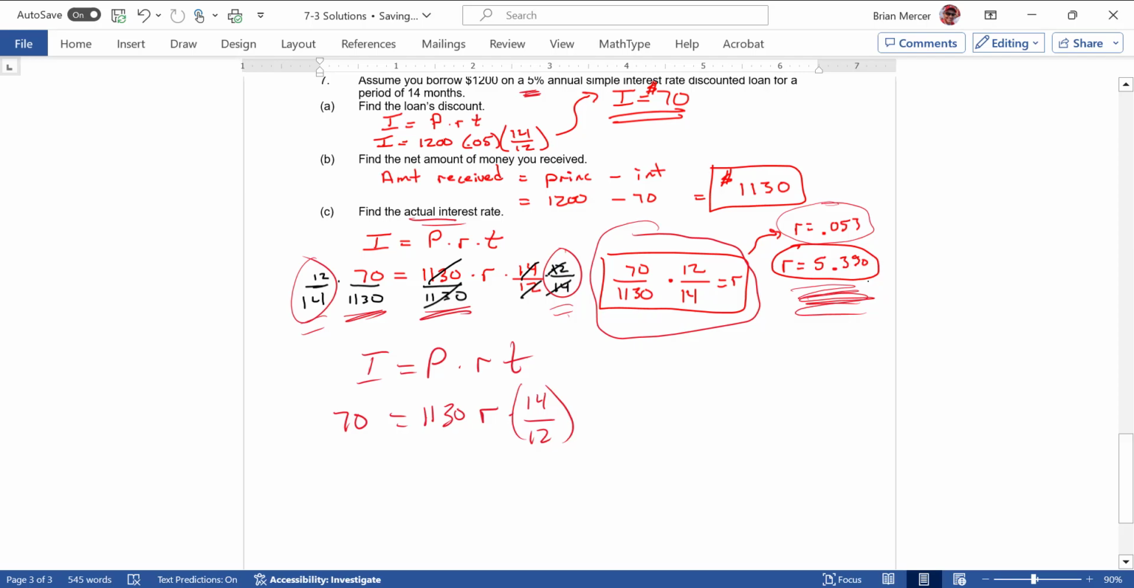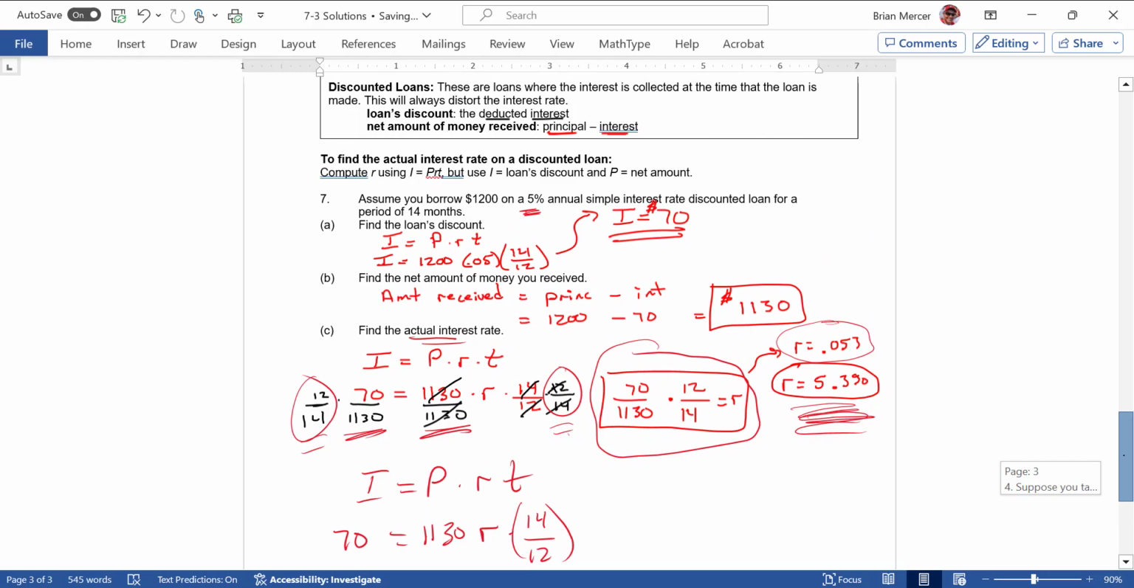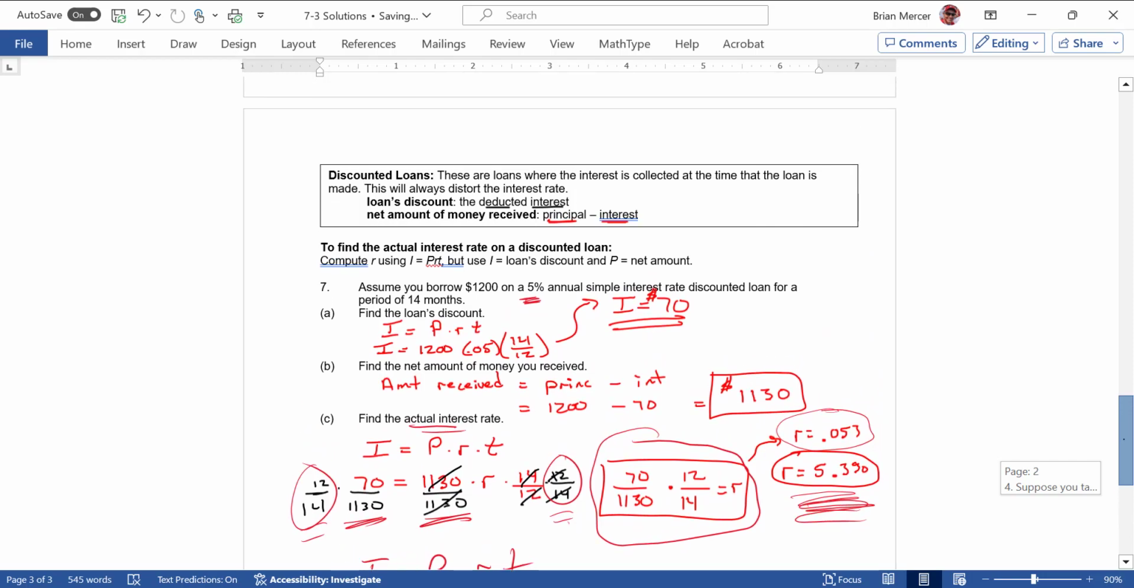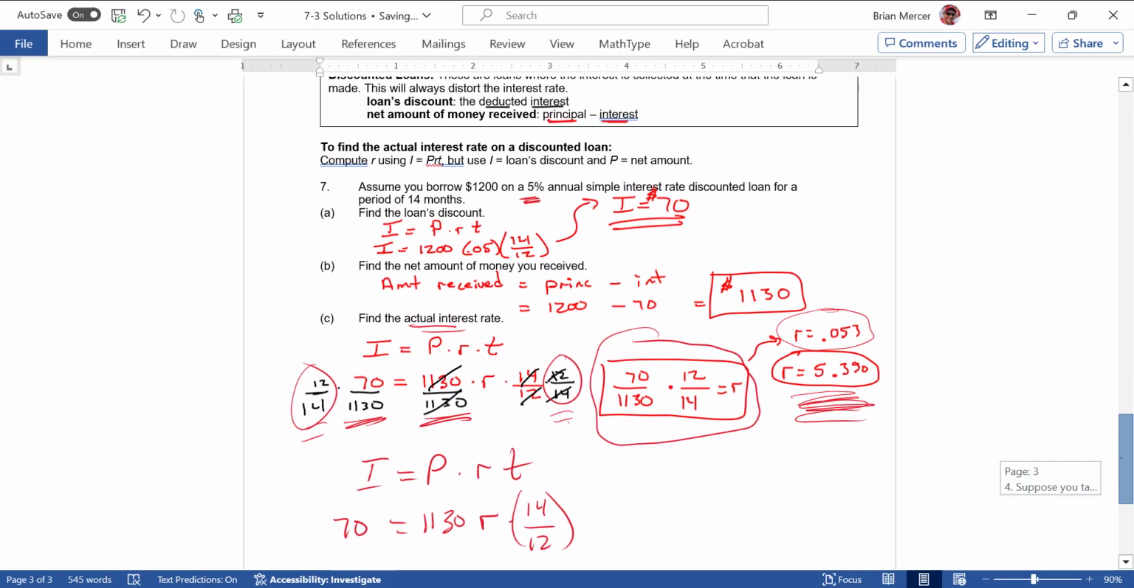And the reason that is, it goes back to the fact that you had to pay your interest up front before you actually got your money. So discount loans are a ripoff is the short version of saying that.